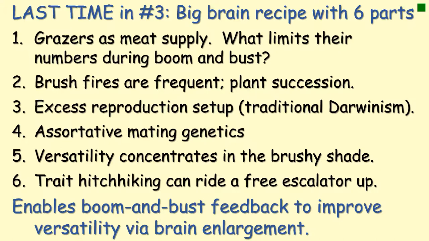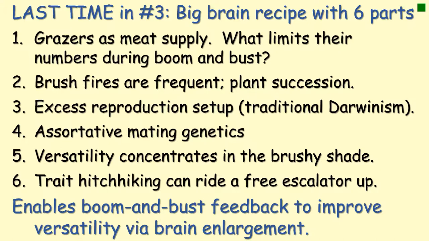To review what we talked about last time, we were concentrating on a recipe for the big brain that had six essential parts in it. Number one was having grazing animals as meat supply rather than just herbivores in general, and large grazers, not small-bodied grazers. So what limits the numbers of grazers, the population size, during a boom and bust? We discussed that brush fires are frequent and entail plant succession after a fire. We discussed traditional Darwinism, particularly the excess reproduction that's so wasteful but provides the means of changing the relative proportions of traits in the population.